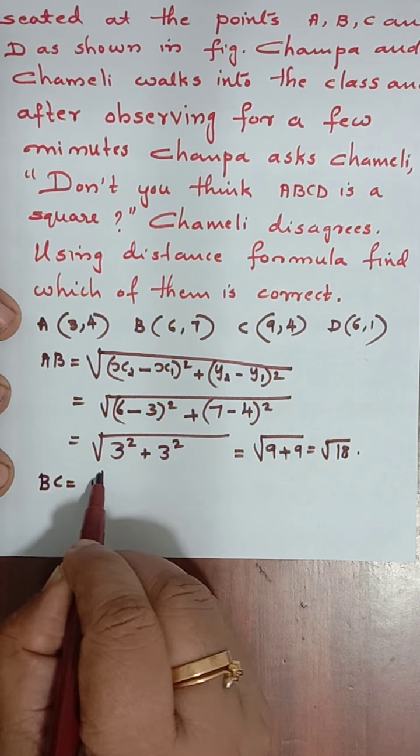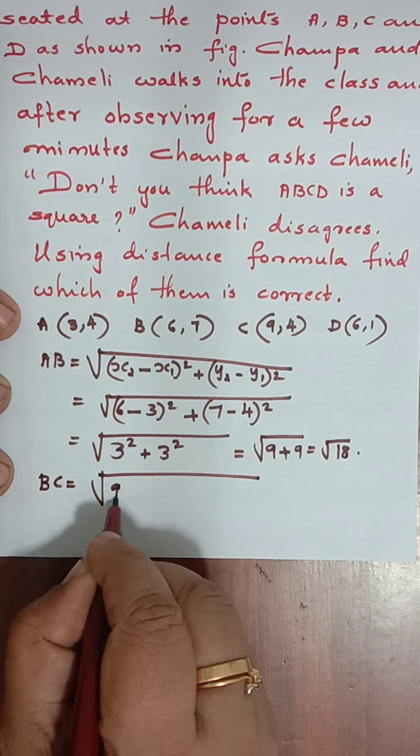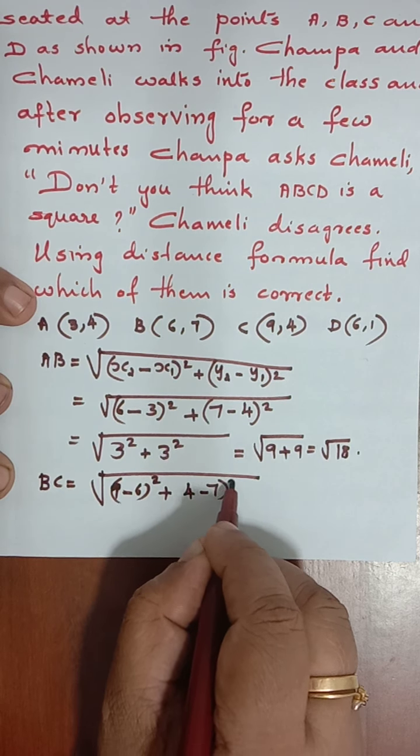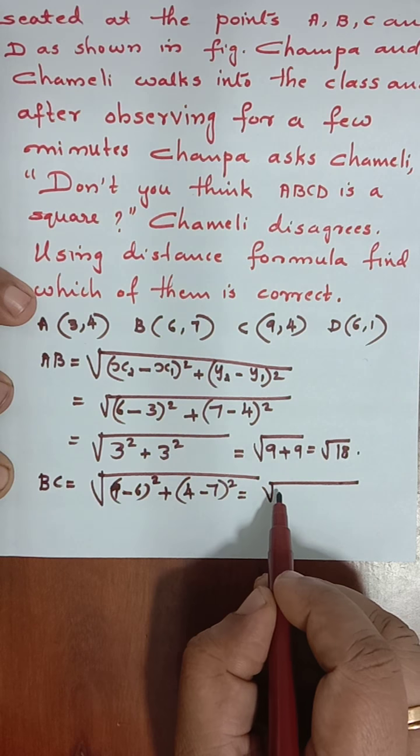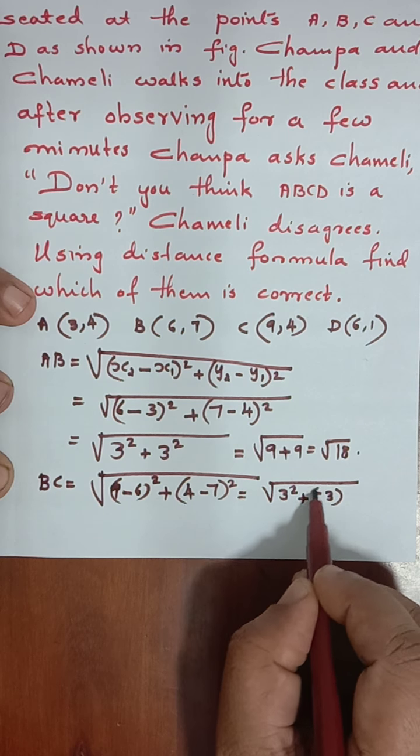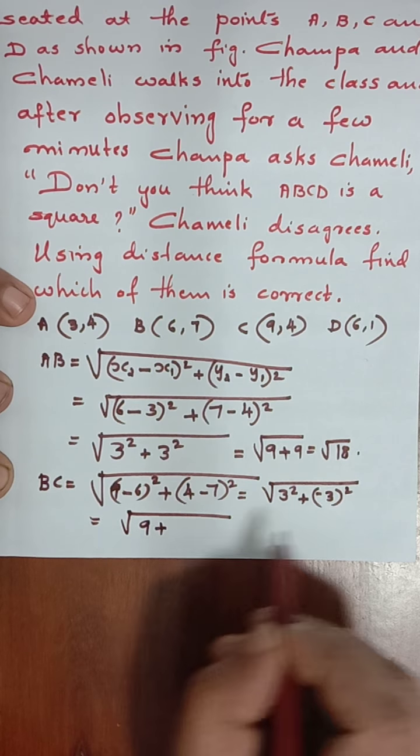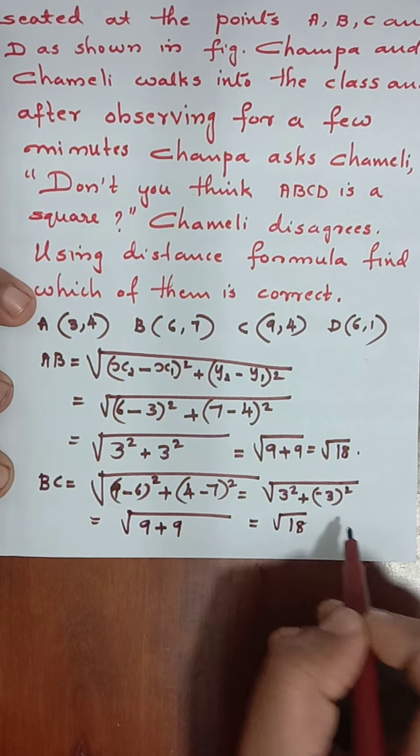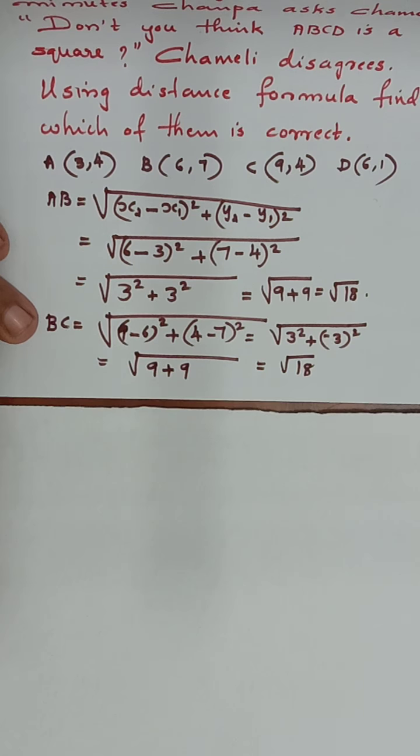Now we will find out what is BC. BC also square root of x2 minus x1 whole square plus y2 minus y1 whole square. This is equal to square root of 9 minus 6 is 3 square plus 4 minus 7 is negative 3 whole square. Becomes square root of 3 square is 9 plus negative 3 whole square is also 9. It is equal to root 18. Let us find out what is CD. How to get CD now?